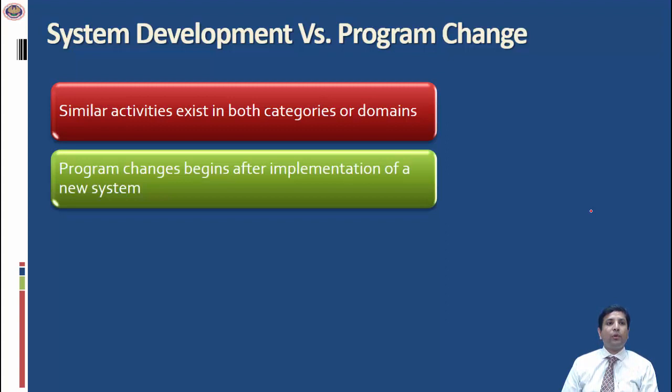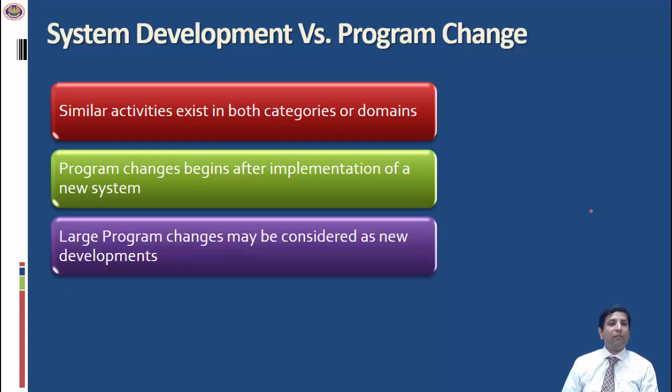The difference is that program changes is a phase of the system development's life cycle, and this begins after the implementation of a new system. So just to reiterate, system development involves the implementation or development of new systems in a company. And after the go live date of the new system, whatever changes are made to the system are considered under the program change management process. So this is the key difference between the system development phase and the program change phase.